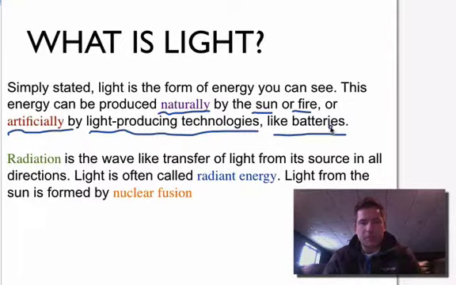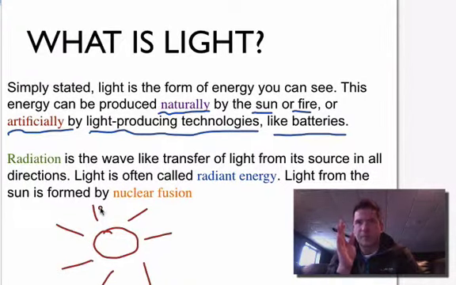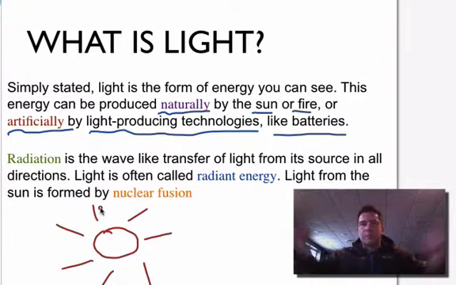Radiation is a wave-like transfer of light, and it transfers in all sorts of directions. So if we were to draw a picture of the sun down here, what is light? Well, we're seeing these wave-like structures in all directions. Radiation isn't confined to only one specific direction, maybe from east to west, north to south. It doesn't move in a particular direction. Radiation occurs and it moves in any direction.